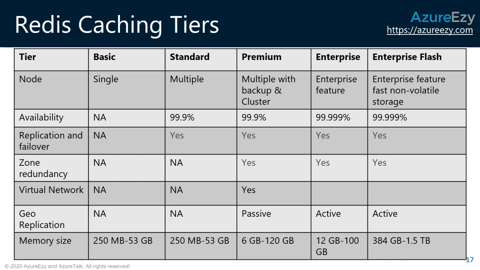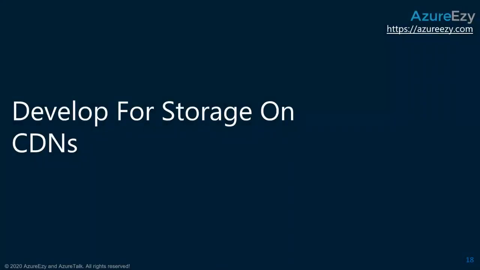Okay, another is the storage, the memory size that you are getting. You will have the highest memory space available in Enterprise Flash. So this is a quick, short tabular comparison between these Azure Redis Cache tiers. Based on the corporate need, based on your organization's need, you can use any specific tier that is best suited for your organization. With all this, we will be moving to the next section for today.